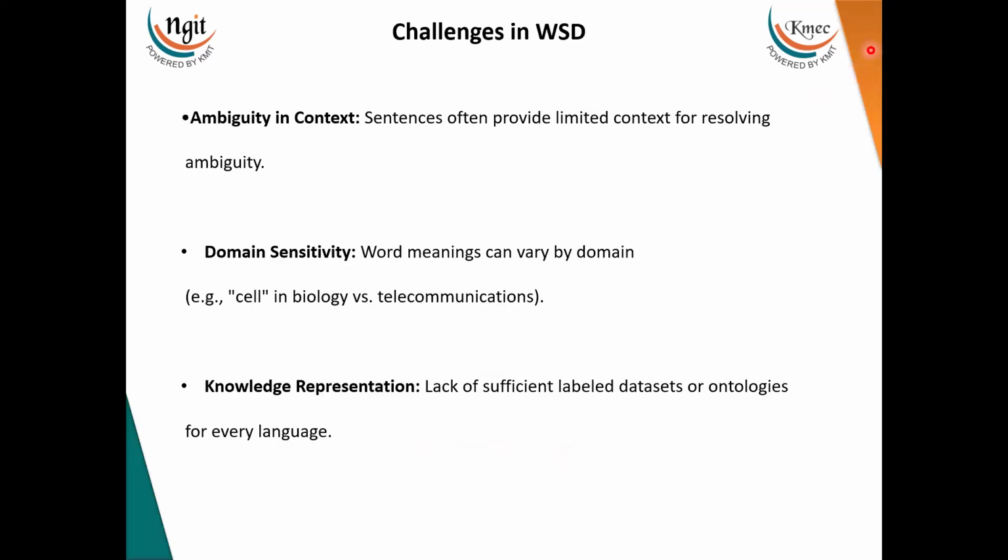Then we talk about challenges in WSD. The first one is ambiguity: sentences often provide limited context for resolving ambiguity. Then it's about domain sensitivity, where word meanings can vary by domain. For example, cell in biology versus telecommunication, there's a lot of difference, right? That is called domain sensitivity. And then knowledge representation is the other challenge: the lack of sufficient labeled datasets or ontologies for every language.